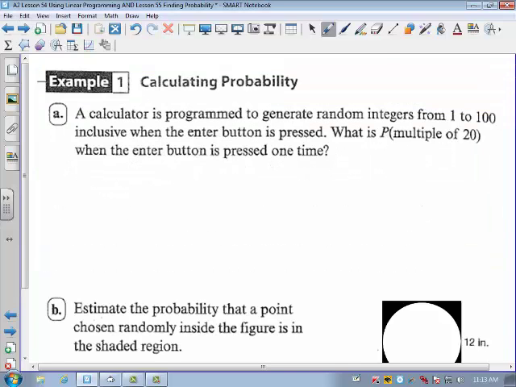So, calculating probability. A calculator is programmed to generate random integers from 1 to 100 inclusive when the enter button is pressed. What is P(multiple of 20)? What does that mean? P means probability of getting a multiple of 20. From 1 to 100, my multiples of 20 are 20, 40, 60, 80, 100. So I have 5 favorable numbers out of 100 total numbers. I reduce that and get 1 over 20, which is 0.05.